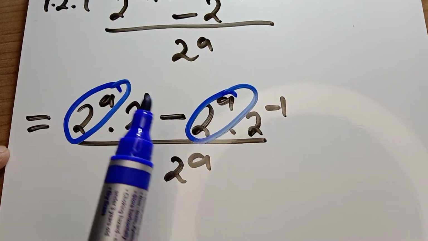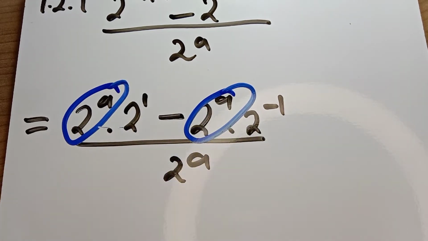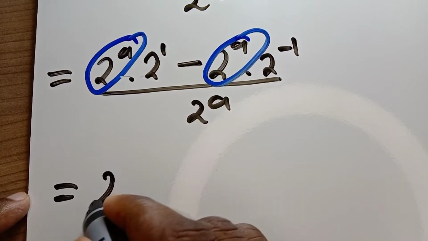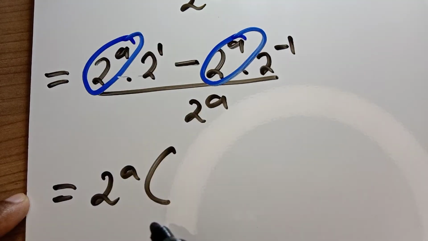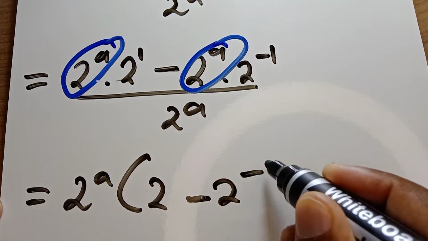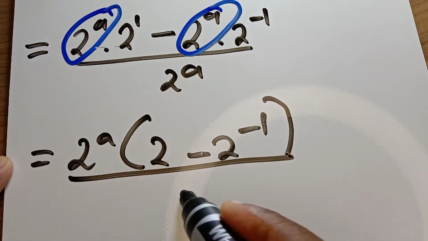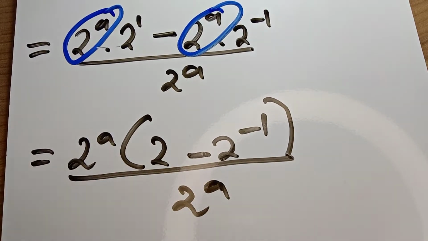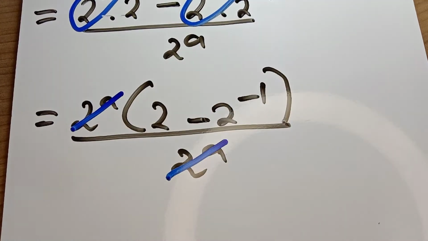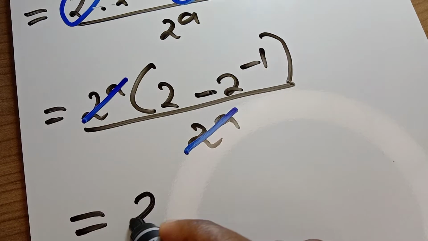Then we can take 2 to the exponent a as a common factor because it appears here and it appears there. Then we're going to have 2 to the exponent a. We took 2 to the exponent a here, we remain with what? 2 to the exponent 1 there. Then here we're going to remain with 2 to the exponent negative 1 there. Then everything should be divided by 2 to the exponent a. Then we are going to have this one dividing this one. They divide it, then we remain with 2.